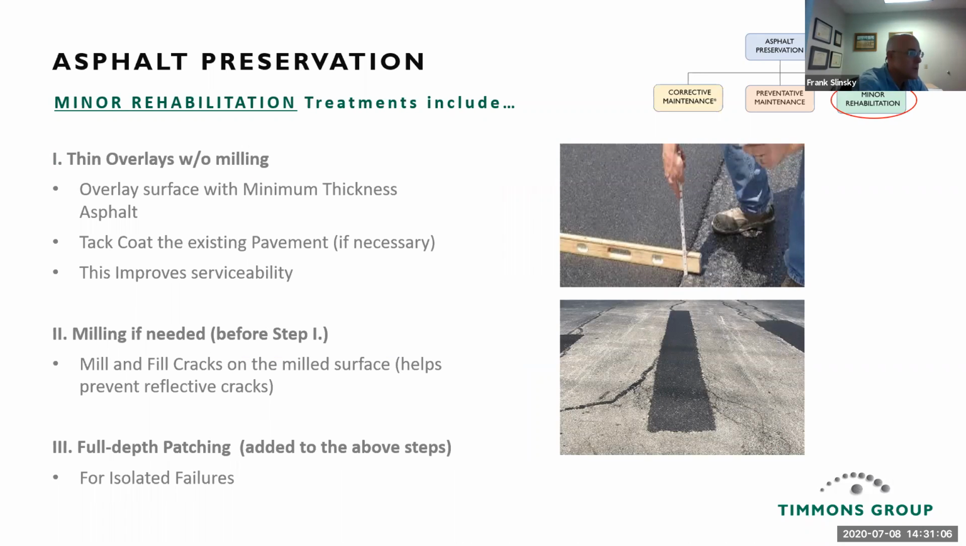Minor rehabilitation treatments include thin overlays without milling, where you overlay the surface with a minimum thickness asphalt, and tack coat the existing asphalt if necessary, and this improves serviceability. Milling if needed before step 1. Mill and fill cracks on the milled surface. This helps prevent reflective cracks. And then full depth patching added to the above steps for isolated failures.